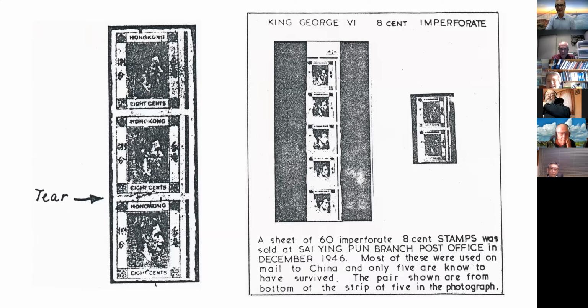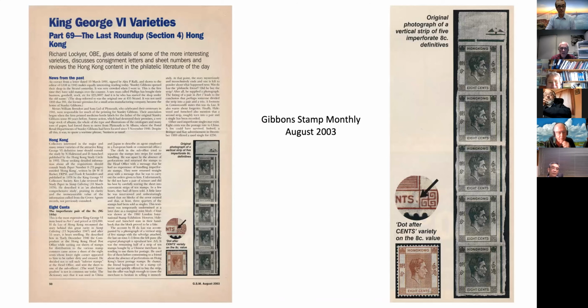And on the left is a strip from lower down that side, a strip of 3 that was ripped into a pair and a single and then somehow joined together again. This is an article by my guru, Richard Lockyer, OBE, and he shows a nice picture of the complete strip of 5 from the top.